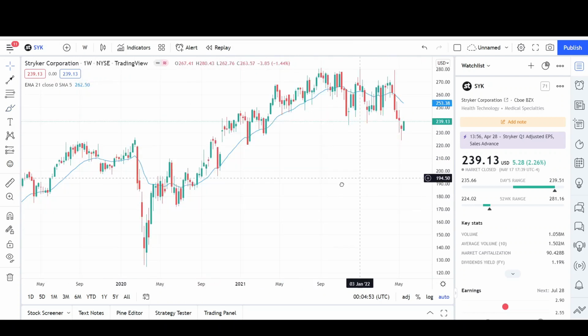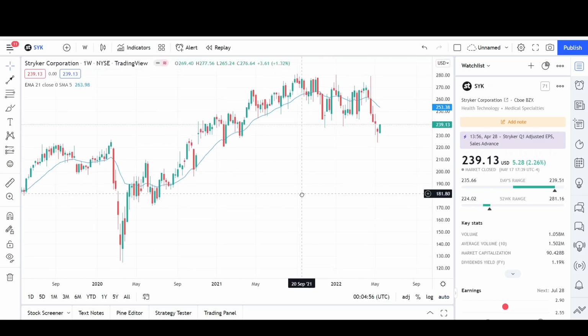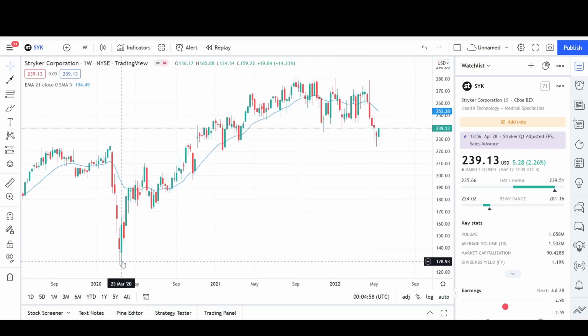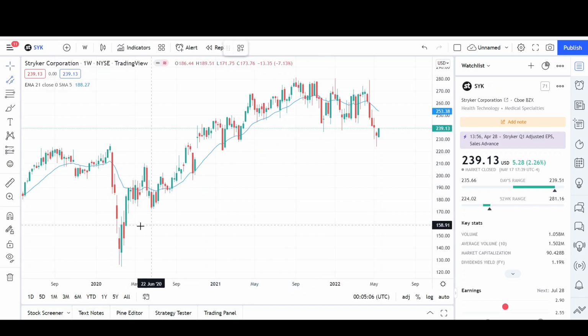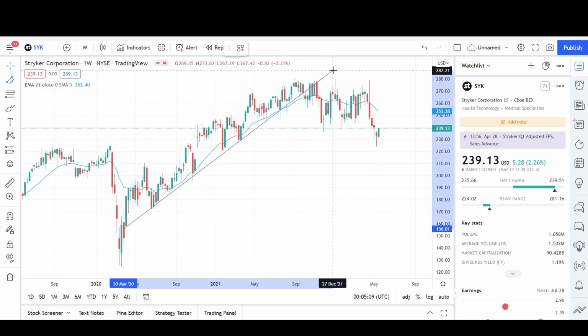Here we have the weekly chart for SYK, and you can see the bullish momentum since 2020. We have made a spike in channel since early 2020. This is the channel working higher. I'm showing you guys that right now. This is the channel working higher, and prices were respecting it pretty nicely.